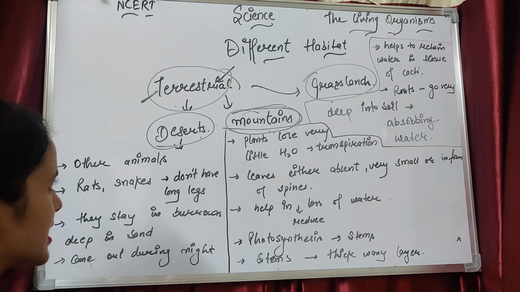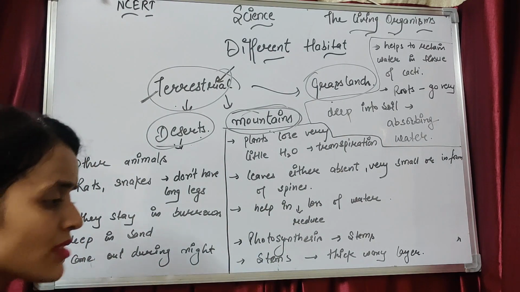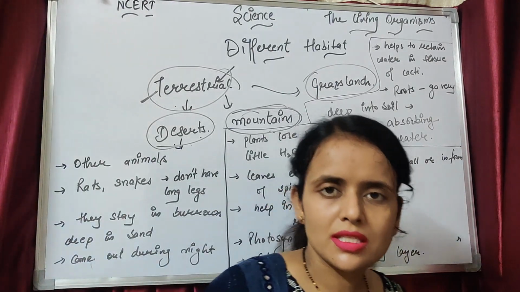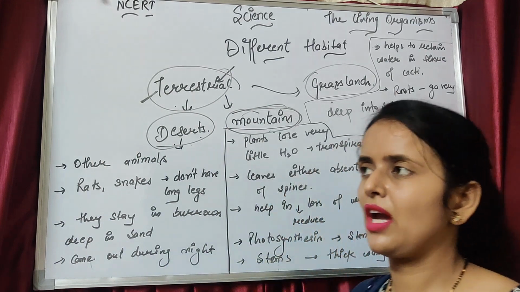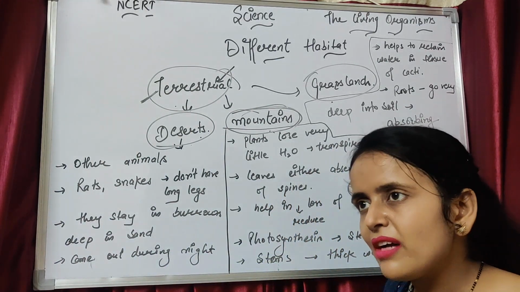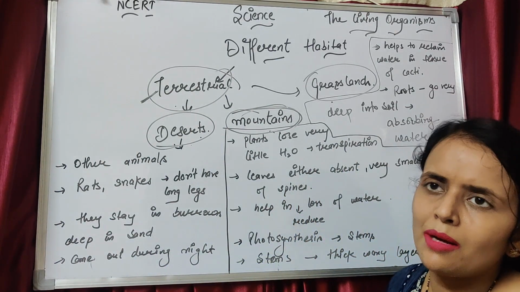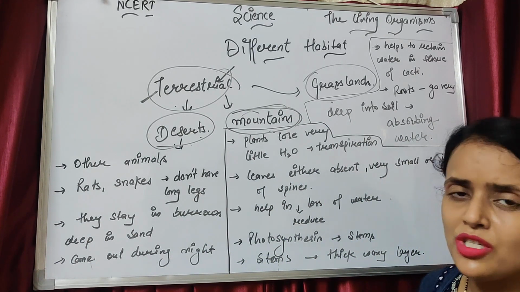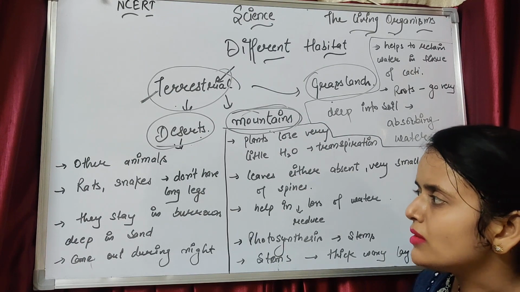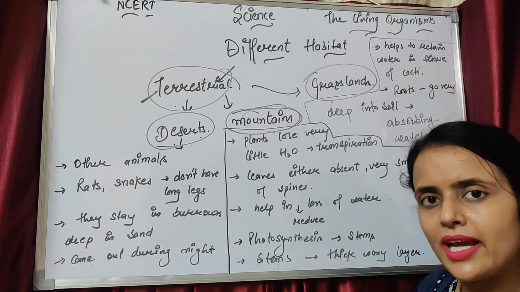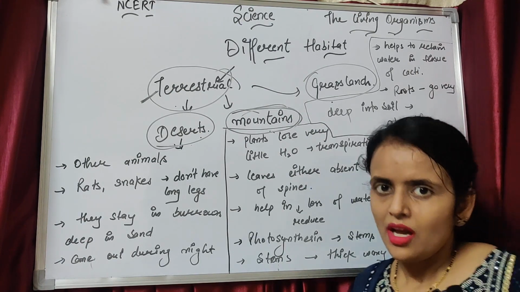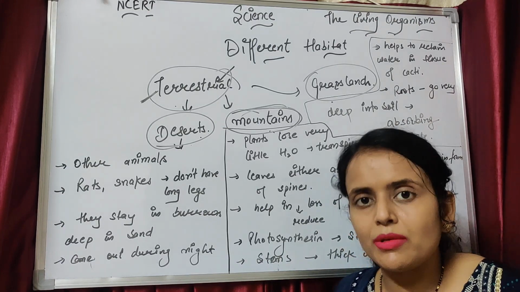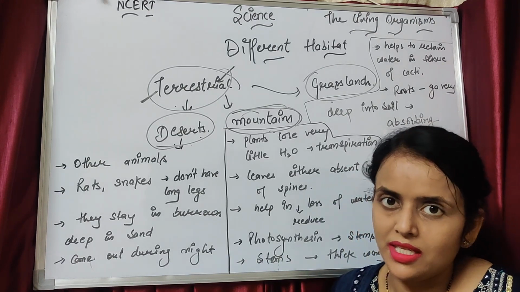Let's start with the desert. Other animals. What do you mean by other animals? We discussed the habitat and adaptation of the camel yesterday. The camel has long legs which protect it from the heat of the sand. But different animals don't have long legs like the camel. So how do they survive there? Not only the camel is present in the desert.